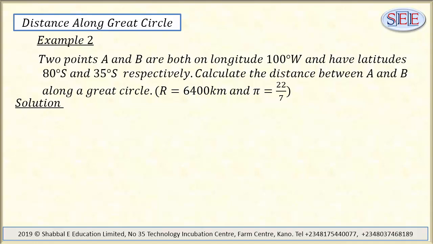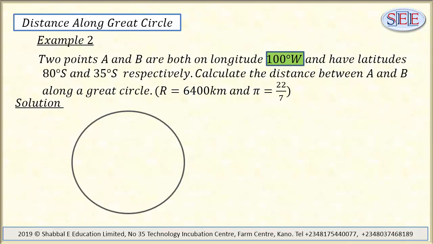Solution to that problem. Let us sketch the Earth and try to mark the position of those two points A and B. So this is the sketch of our Earth. Look at the question. The question says A and B are on longitude 100 degrees west, so they have a common longitude. So let us draw this longitude, longitude 100 degrees west. The two points A and B will now be on this longitude, but on different latitudes.